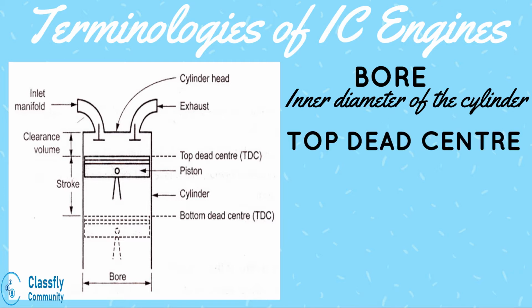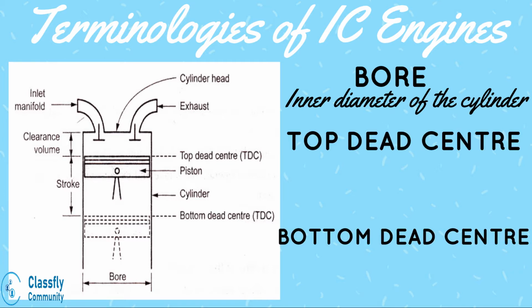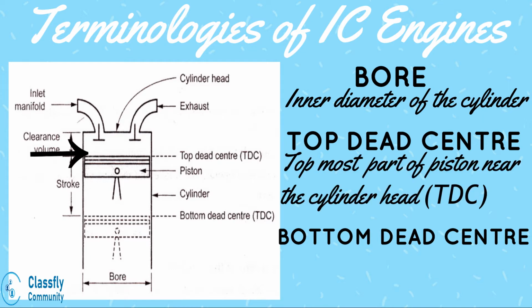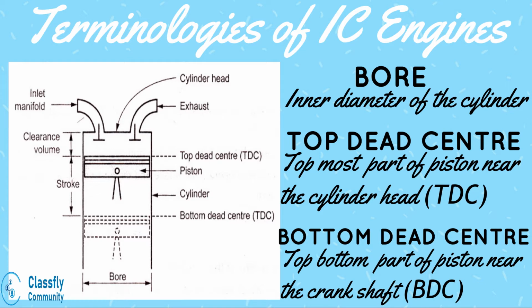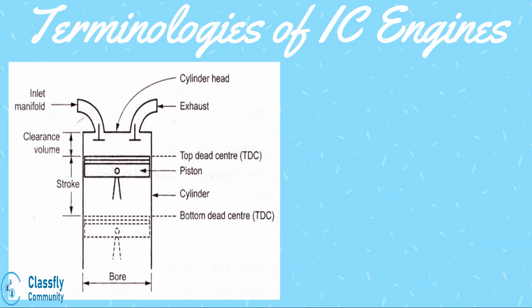Next, the top dead center and the bottom dead center. Well, the topmost position of the piston near to the cylinder head is called as its top dead center, whereas the bottommost nearer to the crankshaft is known as its bottom dead center.